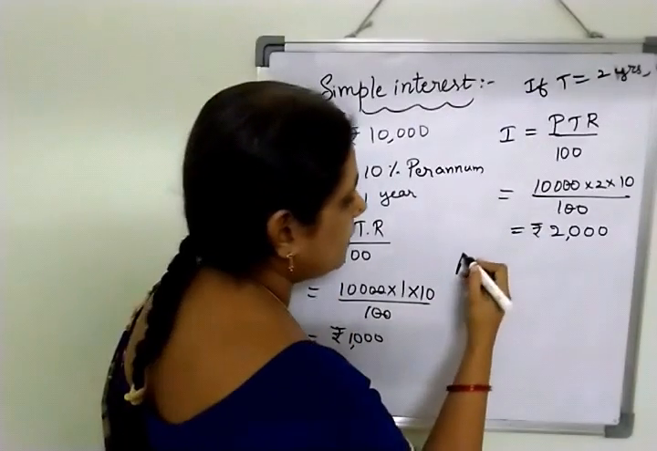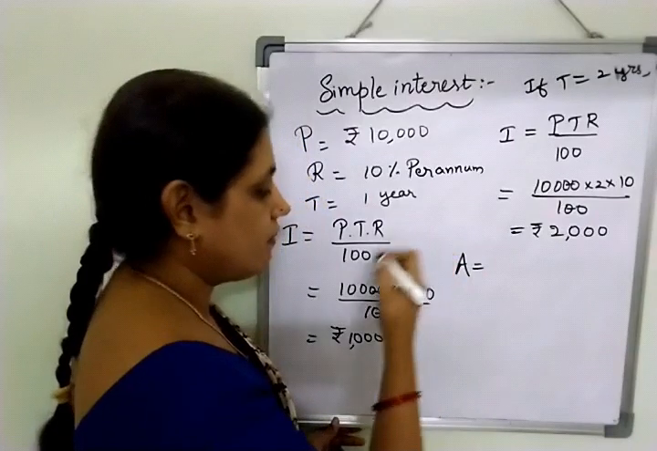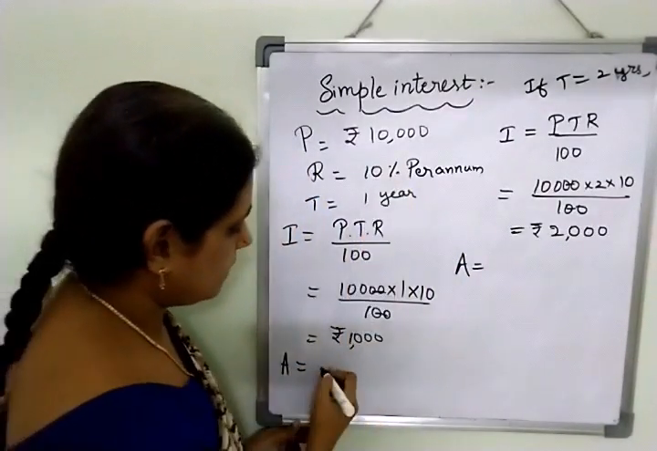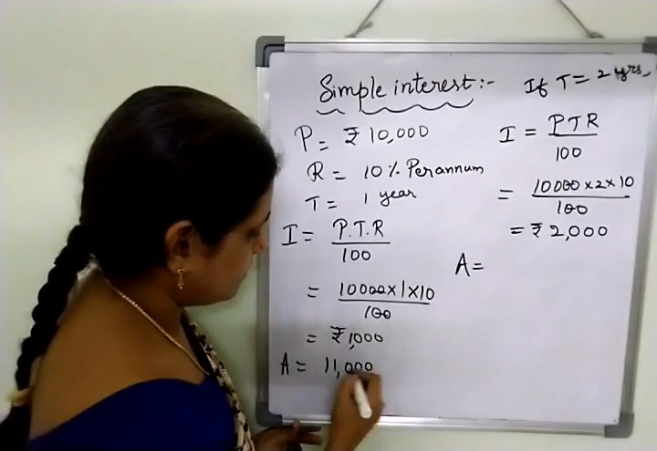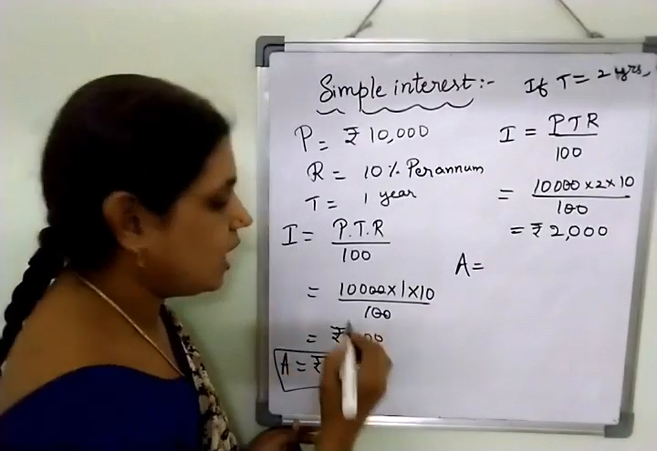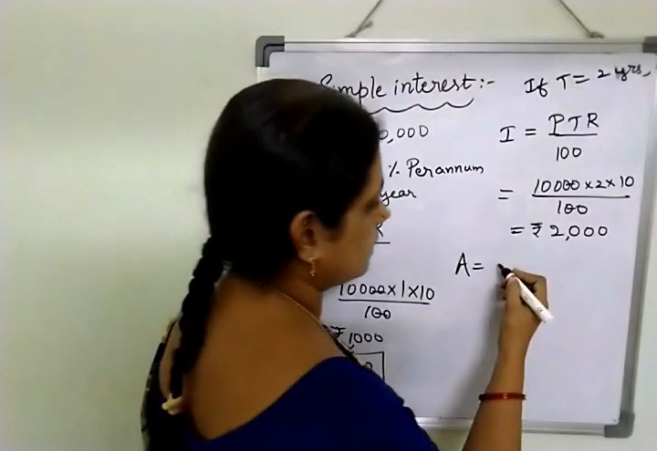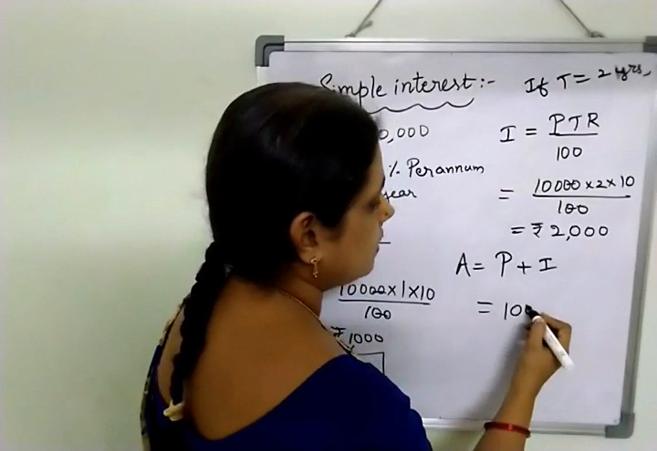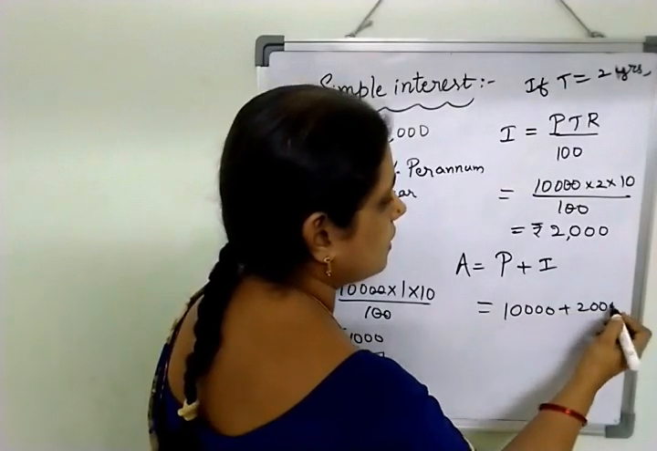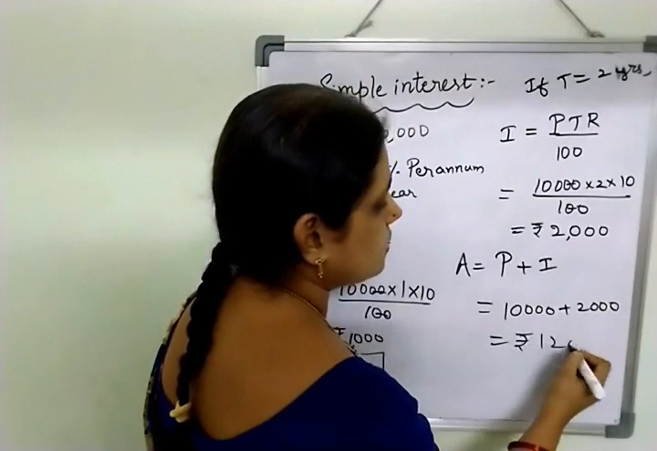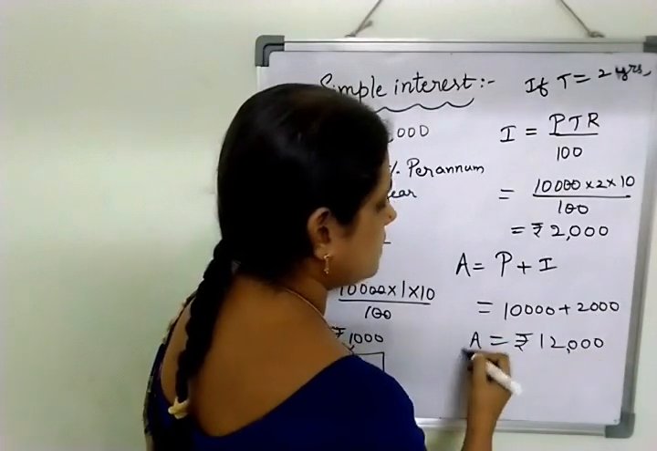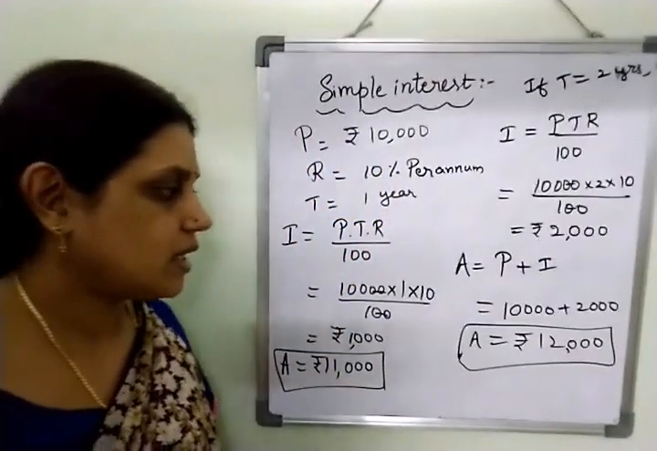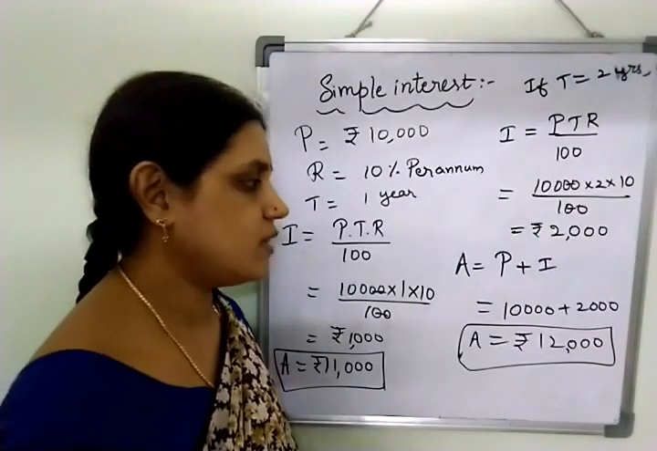Okay. Now what will be the amount to be paid after 1 year? Here after 1 year, 10,000 plus 1000, that is 11,000 rupees is the amount to be paid after 1 year. If it is for 2 years, then A equal to P plus I, principal plus interest, that is 10,000 plus 2,000, that is equal to 12,000 rupees. Okay. This is the amount to be paid after 2 years. From these two, you can easily say that the amount to be paid after 3 years will be 13,000.